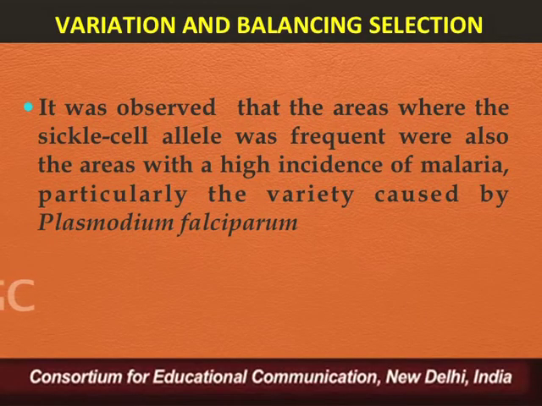It was observed that the areas where the sickle cell allele was frequent were also the areas which had a high incidence of malaria, particularly the variety caused by Plasmodium falciparum. Now, can you make a link between these two? Individuals who are heterozygous are well able to survive even in areas which show high incidences of malaria by Plasmodium falciparum, because this parasite cannot thrive in the cells which have the mutated hemoglobin. So heterozygous individuals tend to survive in these regions even if they are attacked by this Plasmodium parasite.